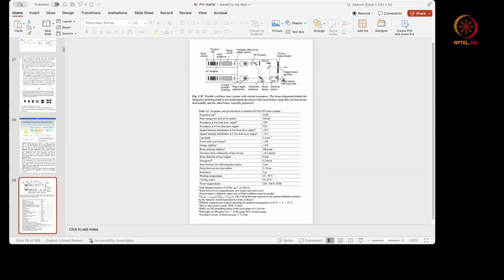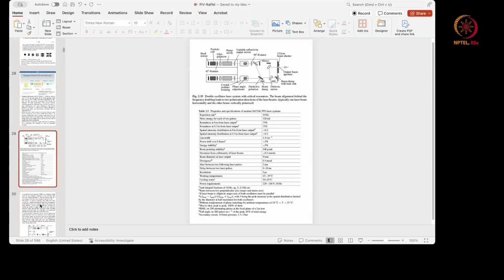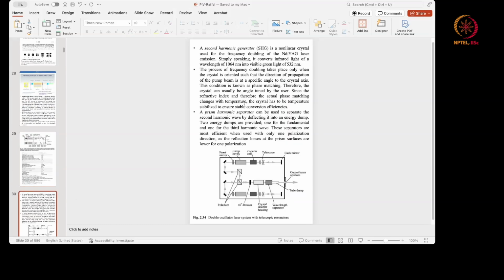All the beams you can see come through the same hole. In other words, there are not 2 separate holes. So you use the same beam alignment optics for doing this double oscillator laser system. So what is a second harmonic generator? It is a nonlinear crystal used for frequency doubling of the Nd:YAG laser emission. What it does is convert the infrared light into the visible green.